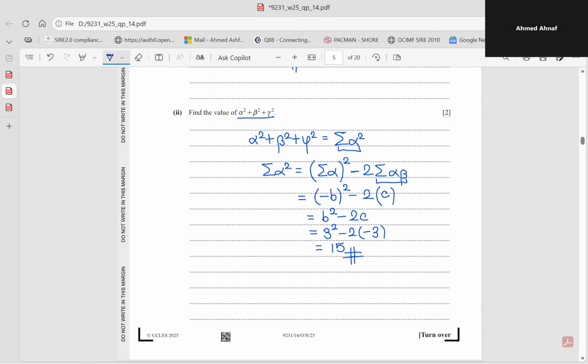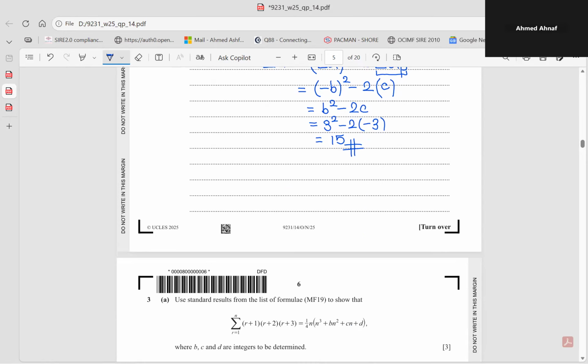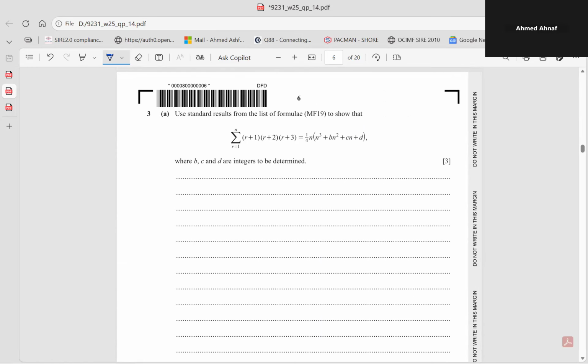So, friendly reminder again, this notation can be applied for cubic, quartic, as well as quadratic equations, all types of equations. So that's why I highly recommend that you use this notation whenever you're given questions like this. Okay, so with that, let's move on to the next question.